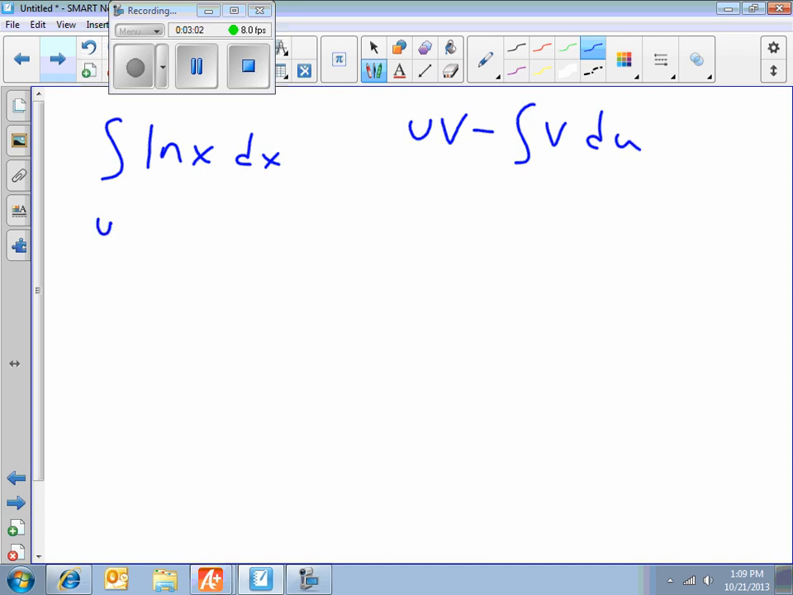Now I'm going to choose u to be natural log of x this time. And the reason is, if I chose that for my dv, the whole point of this is trying to integrate natural log of x, so I can't choose that for my dv. So that leaves the only thing left to put for dv, which is dx. Well, we know that du, the derivative of natural log of x, is 1 over x, or dx over x. And we know that the integration of dx is simply x.